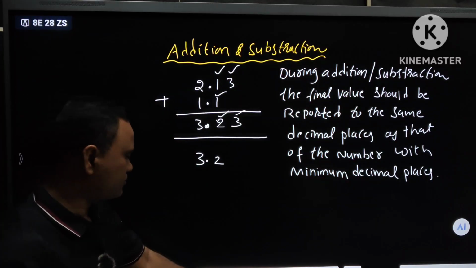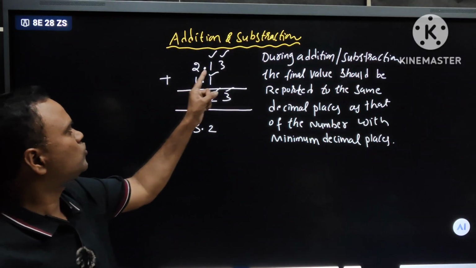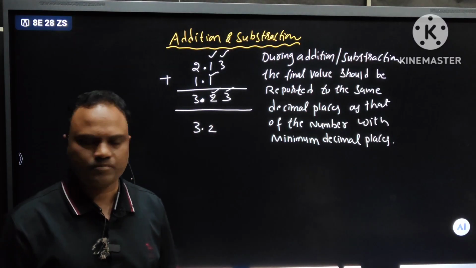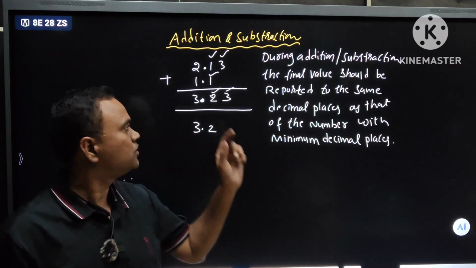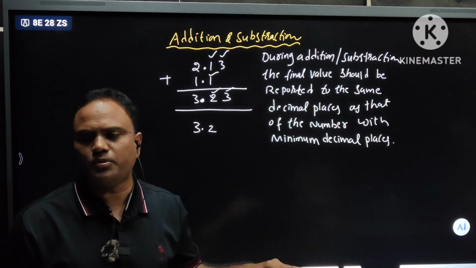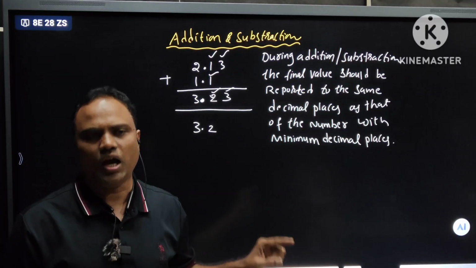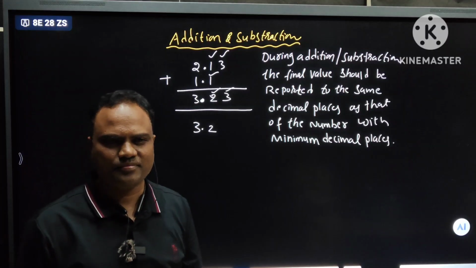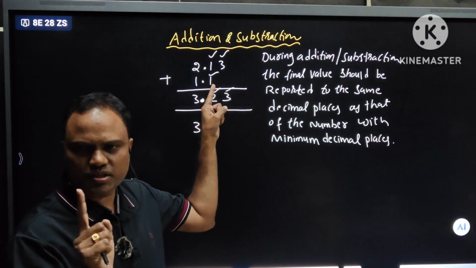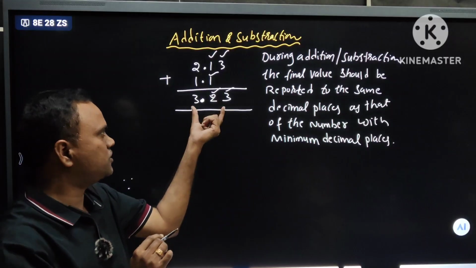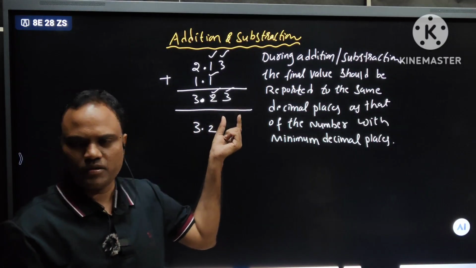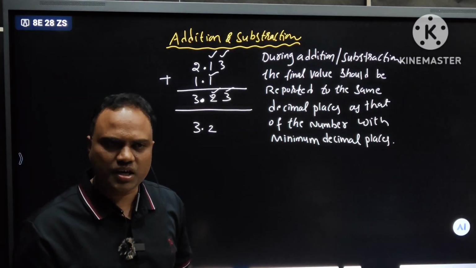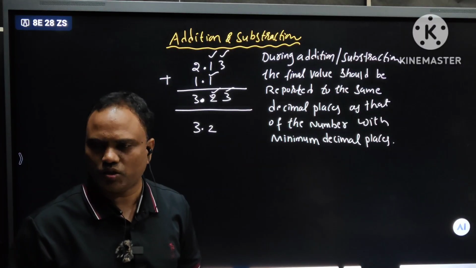Okay, look at this. 2.13 and 1.1 we took, right? What is the final value? 3.23, but it should be reported to the same decimal places as that of the number with the minimum decimal places. After the point, only one decimal place is there in 1.1, only one. So this also should be reported like that only. So for that, what you have to do? You have to remove 3. 3 is less than 5, so remove directly. Okay? Right.